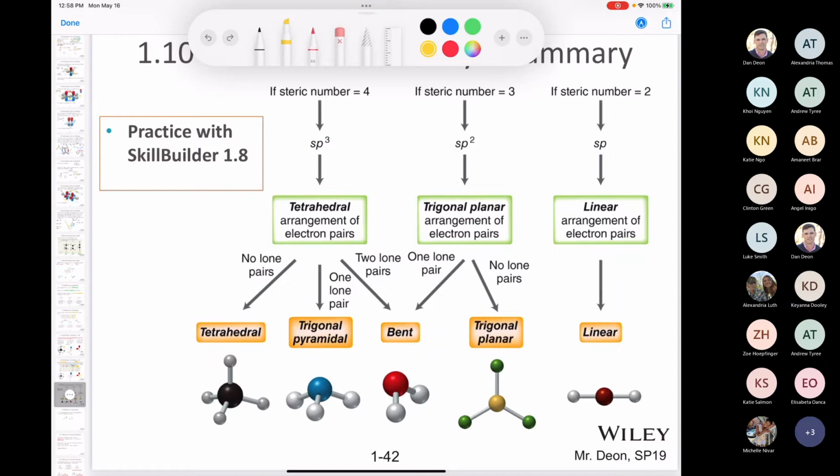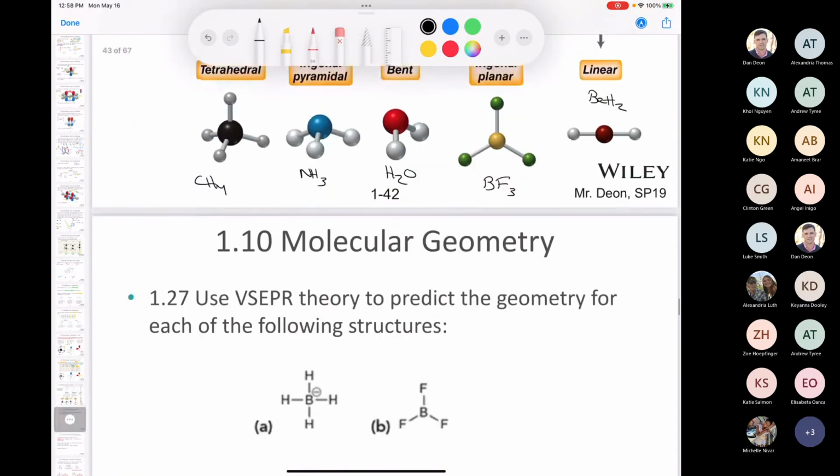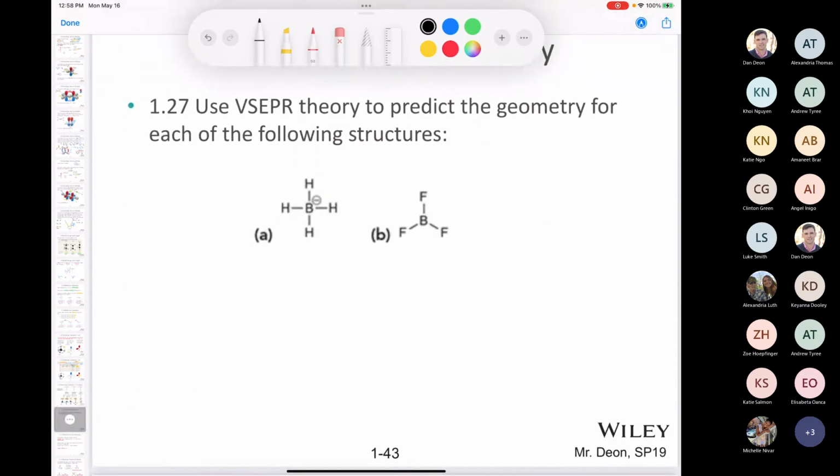We've already covered the tetrahedral with a steric number of 4, something like methane, and the trigonal pyramidal with a steric number of 4, something like ammonia, and water, which has a steric number of 4 and is bent. Whereas something that's trigonal planar would be something like boron trifluoride. And something that's linear that you might have seen in general chemistry would be beryllium hydride, BeH2. And again, you need to know the difference between all these different molecular geometries and how they relate to steric number and hybridization.